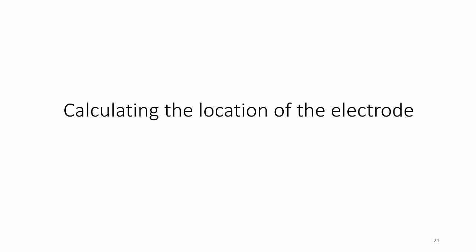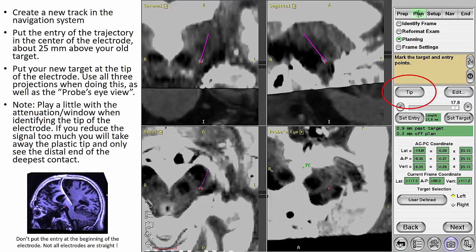Sometimes it's not sufficient to see where the electrode ended up. You will also want to calculate the exact location of the electrode. In order to do this, we create a new track in the navigation system. We put the entry of the trajectory in the center of the electrode, about 25 mm above the old target. Do not put the entry at the beginning of the electrode, since not all electrodes are straight. Then put your new target at the tip of the electrode. Use all three projections when doing this, as well as the probe's eye view.